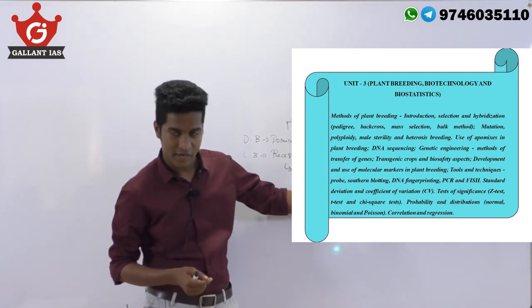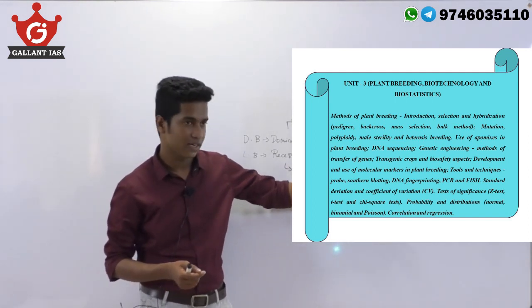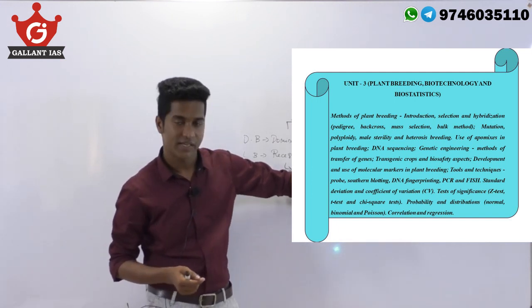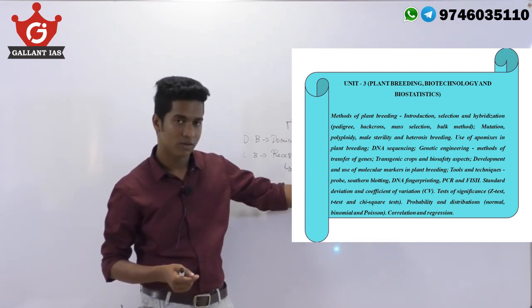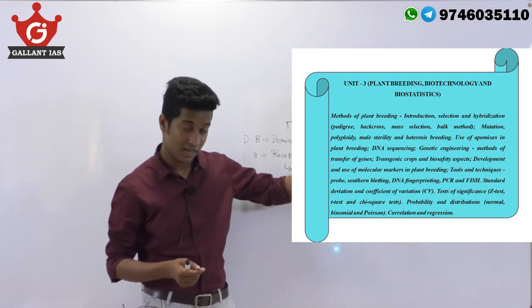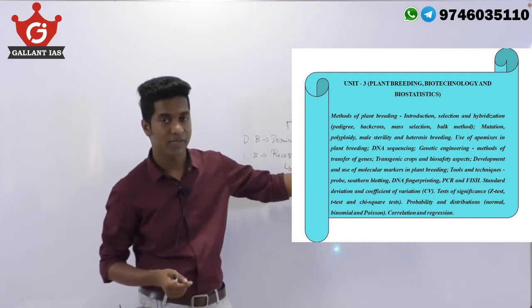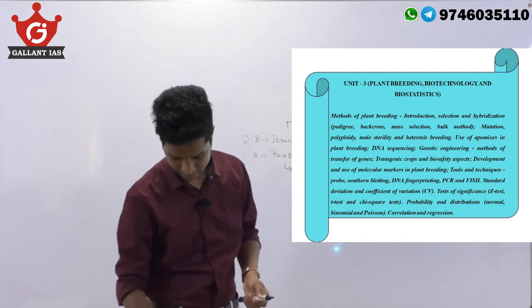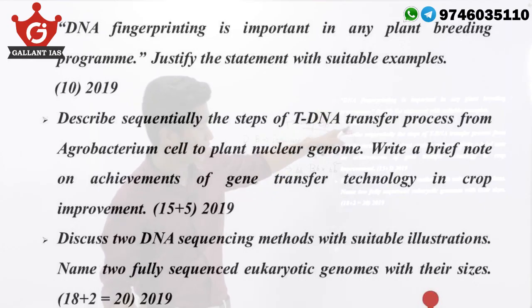So don't neglect the biostatistics portion. Every year there is a question from the biostatistics portion. If you know how to write these biostatistics portions, you can simply score well on those questions, particularly those questions which come as compulsory questions. So don't neglect this part. Keep this in your mind. These are the questions from unit 3, plant breeding, biotechnology and biostatistics.